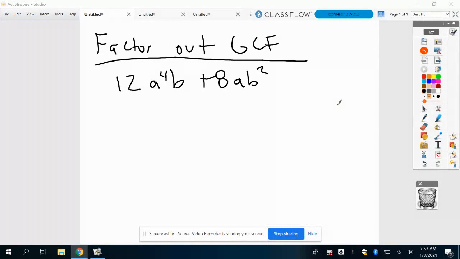Remember, the GCF is the greatest common factor. We want to look at each term, find the GCF of each term, and divide out that GCF. If we start by looking at the 12 and the 8, we have specifically 4 that can go into both of those. So the GCF of 12 and 8 is 4. Then we look at the a to the 4th and the a. Remember, you always pick the smaller exponent, so we know that a can go into both of these. And then we've got b and b squared. Again, the smaller exponent is just the b. So our GCF is 4ab.